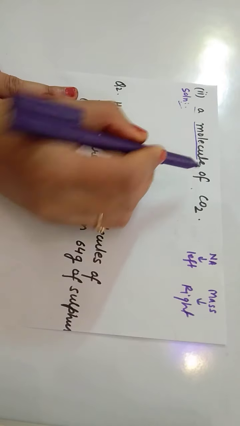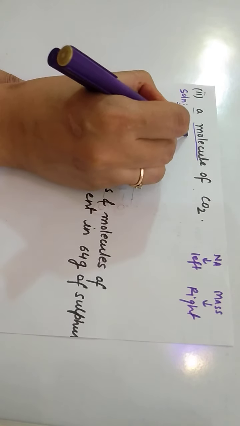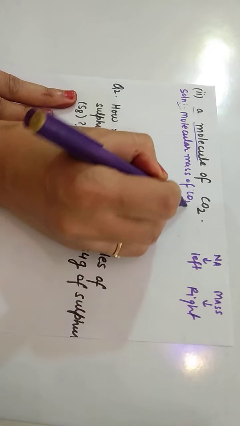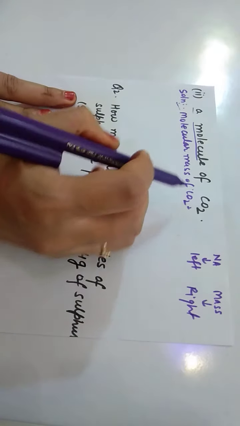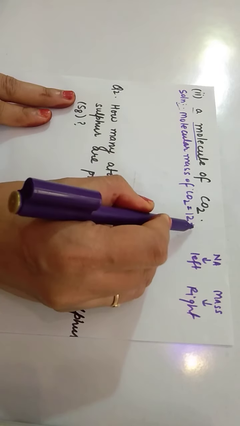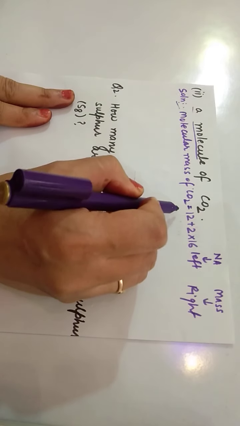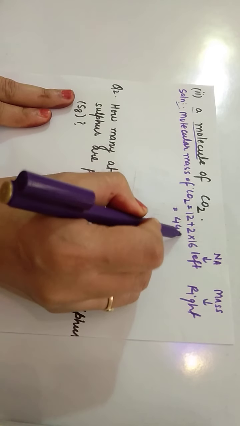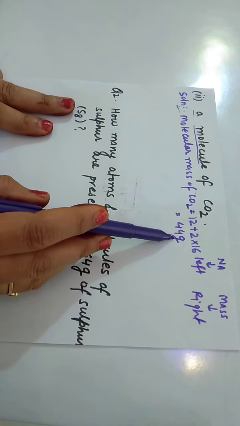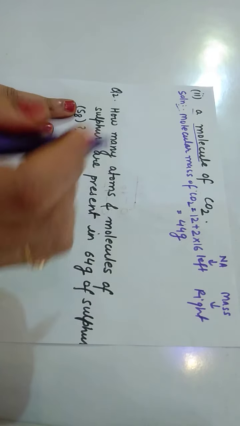So first you need to find out the molecular mass of CO2. I have told you how to find it out. For carbon it is 12 plus 2 atoms of oxygen into 16, the atomic mass of oxygen. So it came out to be 44 gram. So the molecular mass of CO2 is 44 gram.